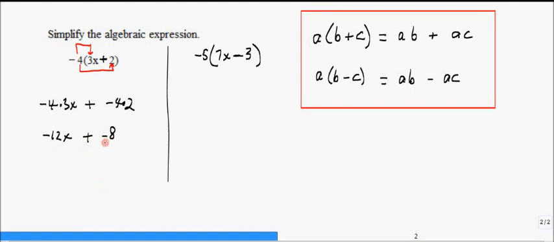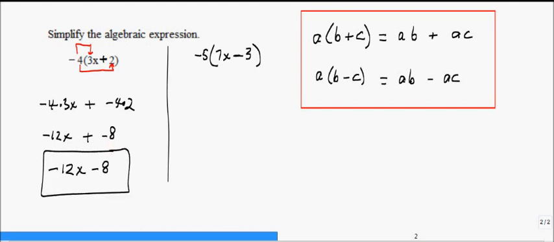Now that's gotten rid of the parentheses for us, but it still could be simplified further because we have plus a negative 8. And instead of using these two symbols, plus a negative, we could simplify it by doing this. Negative 12x minus 8. Right? So replace plus a negative with just minus because it's more efficient. It's using fewer symbols. So this is the simplified answer.